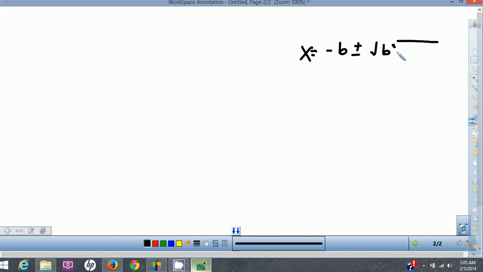Remember our little song that we worked on. Our quadratic formula is, and sing along, x equals opposite b plus or minus the square root of b squared minus 4ac, divided by 2a. Sure, you can make fun of the way I sing. That's fine, but memorize the quadratic formula.